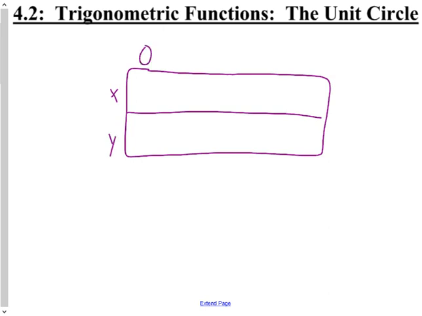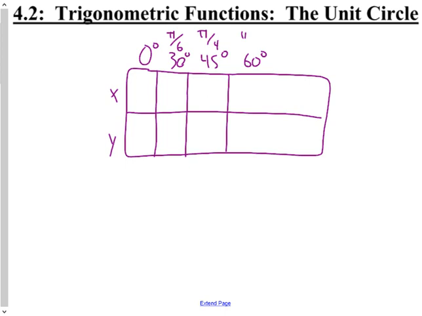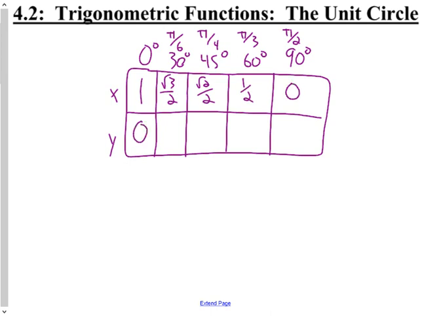of 0 degrees, 30 degrees, which is also pi over 6, 45 degrees, which is pi over 4, 60 degrees, which is pi over 3, and 90 degrees, which is pi over 2. Okay, and the values are 1, root 3 over 2, root 2 over 2, 1/2, 0 for my x values. For my y values, the exact opposite. We're basically going this way on the graph.